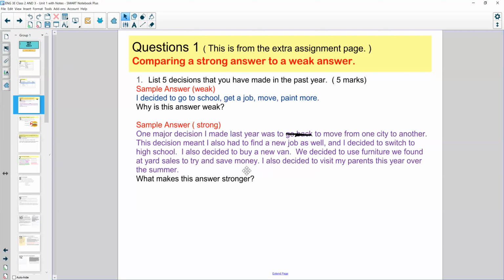There is a small grammar error here that needs to be fixed, but overall, this is a much stronger answer. So as you're doing the assignments, please keep in mind the biggest clue to how many sentences to write would be to look at the marks. The marks will give you a really strong clue as to what you should be doing. Okay.